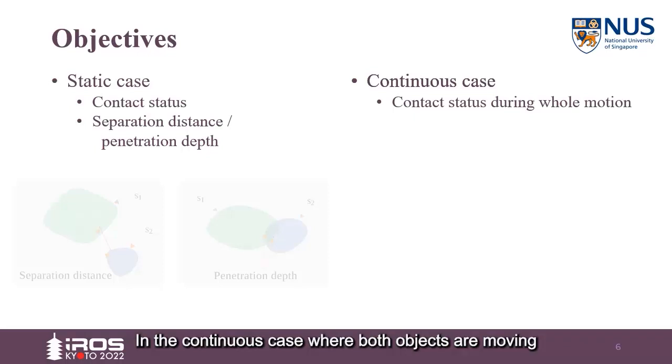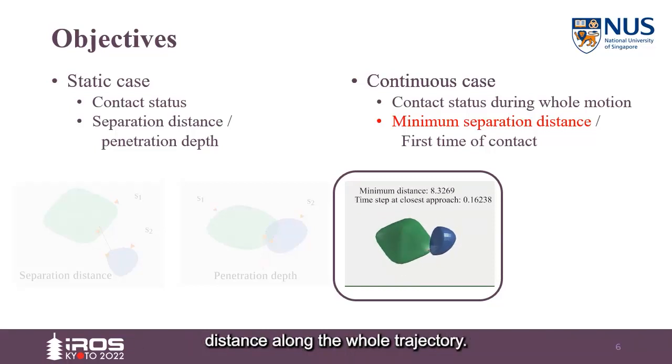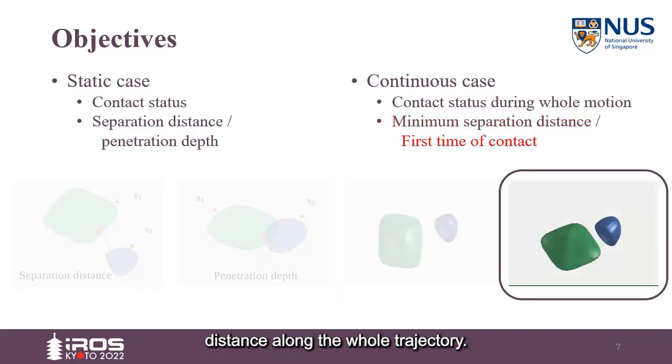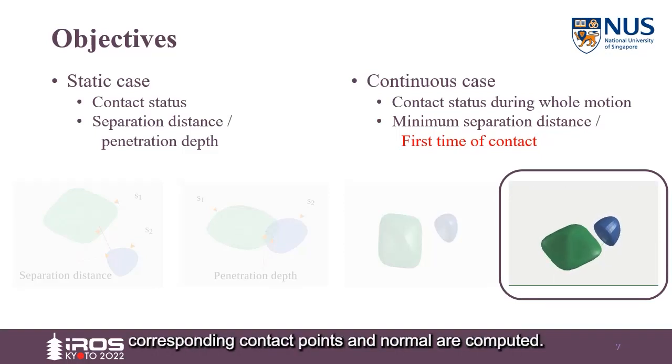In the continuous case, where both objects are moving and probably deforming, we need to know whether they will be in contact during the whole motion. If they will not collide, we further compute the minimum distance along the whole trajectory. If they will collide, the first time of contact and the corresponding contact point and normal are computed.